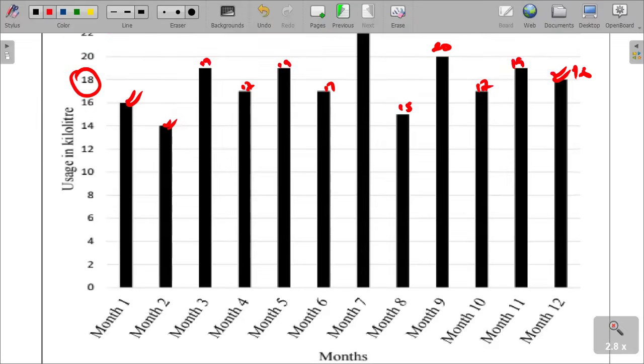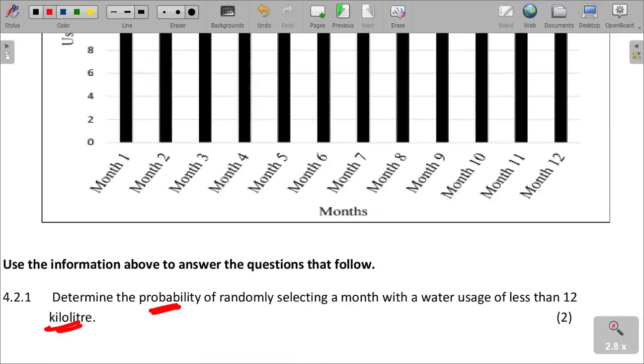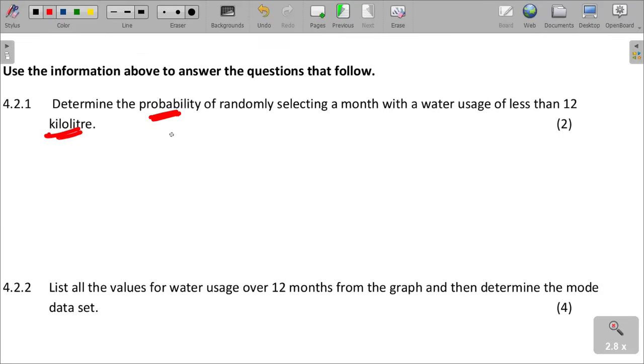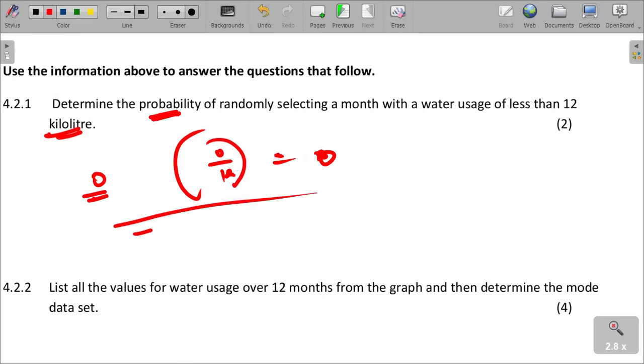Do we have any month? We don't have anything. Our lowest figure is 14, so we don't have anything less than 12 kiloliters here. So the probability of selecting a month with water usage of less than 12 kiloliters is actually zero. It is 0 over 12, which gives us 0, because we don't have any month with water usage less than 12 kiloliters.